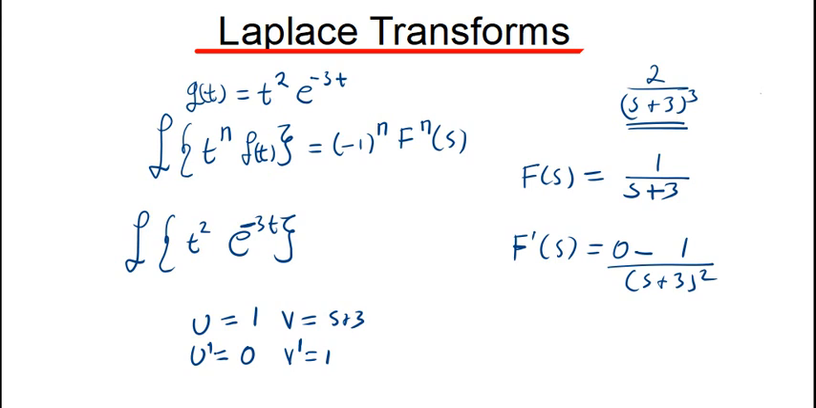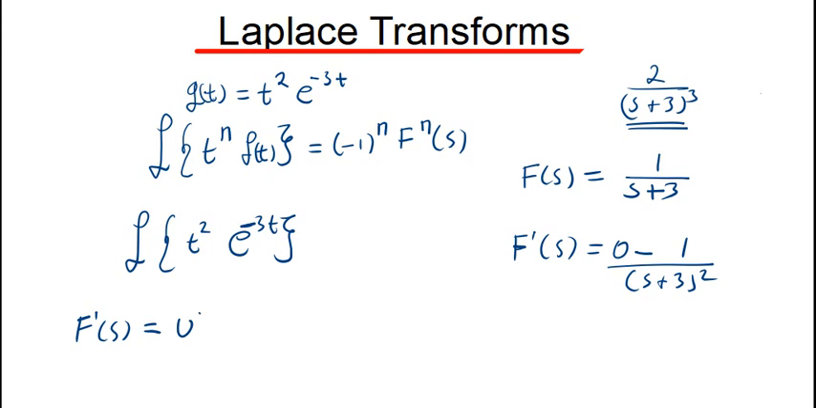Just to remind ourselves, our f prime of s, using the quotient rule, is u prime by v minus u by v prime, divided by v squared. This is just the quotient rule, just to remind ourselves.